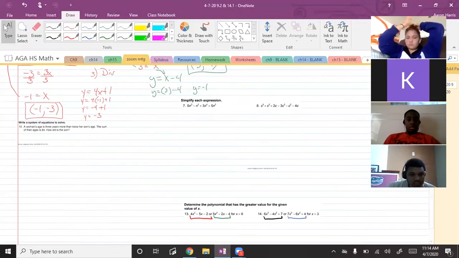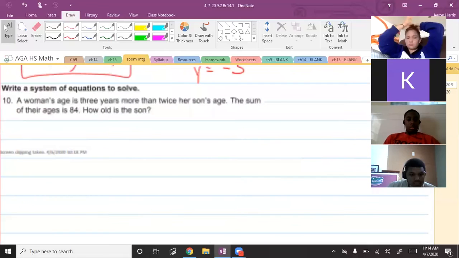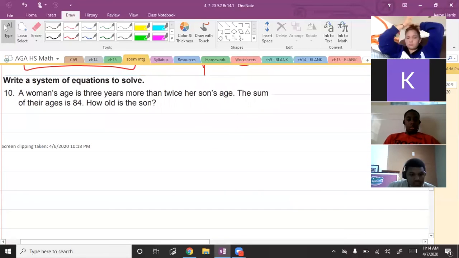All righty, so here we go. Let's talk about a word problem, because you're going to have to deal with word problems. You're going to have to deal with some higher level thinking, okay? So a woman's age is 3 years more than twice her son's age. Well, let's deal with this. There's a woman, there's a son. They're talking about their ages.